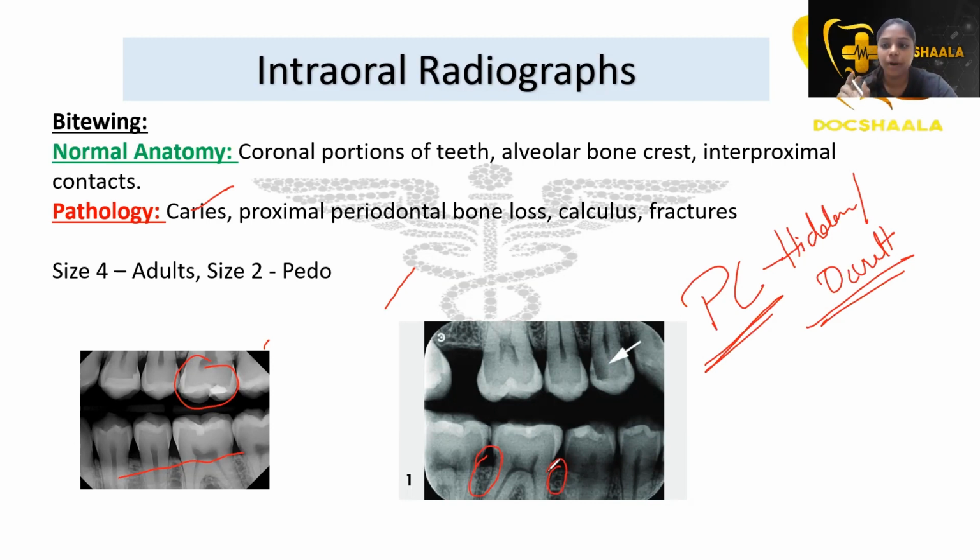What size of IOPA can we use for bite wing? Size 4 is used in adults and size 2 is used in pedo. These are the important points around bite wing you have to keep in mind.